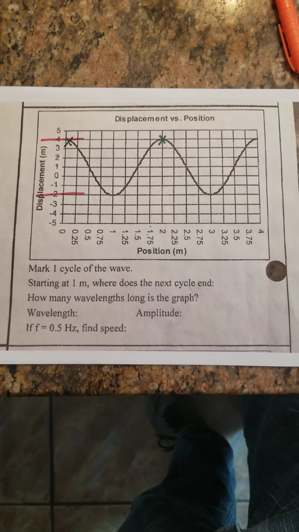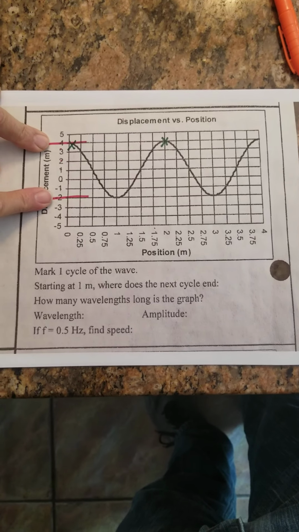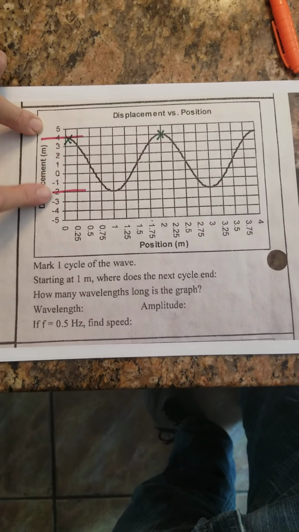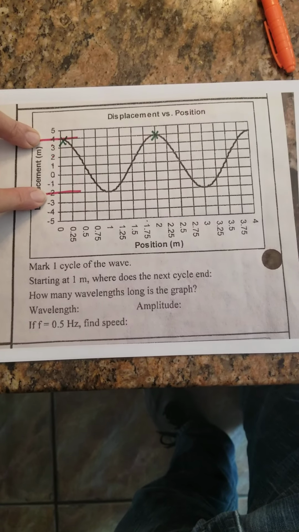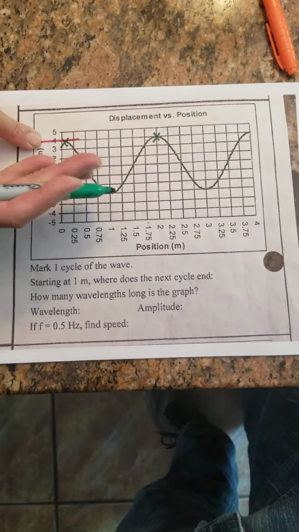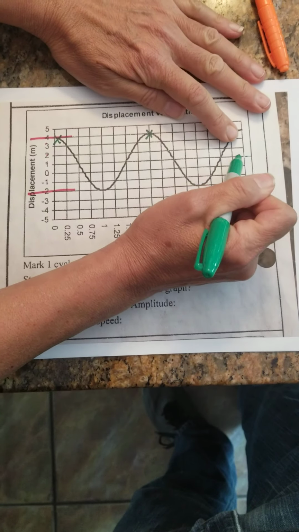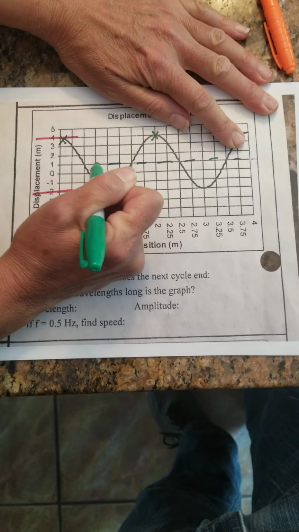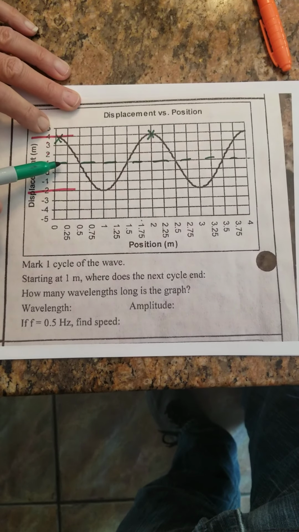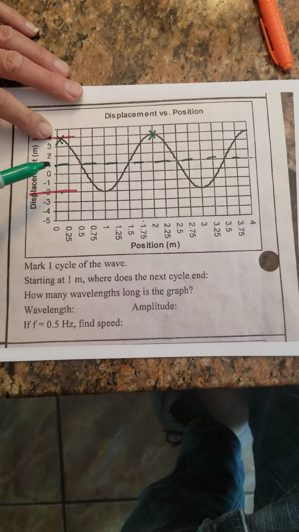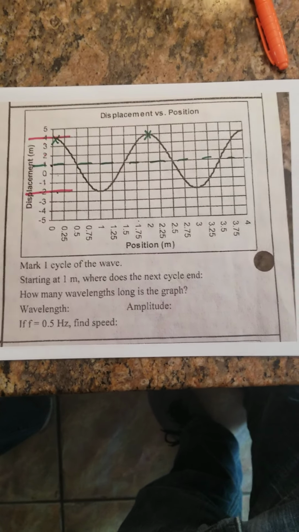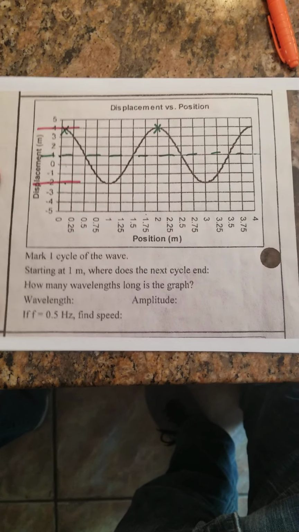Amplitude, again, be careful. Amplitude is always half of the wave height. Well, if I said my wave height is 6 meters, the amplitude is 3 meters. So I'm really kind of dividing the wave in half. There's 3 meters up, 3 meters down. So amplitude is half of the wave height, which is 6 meters. So amplitude is 3 meters.